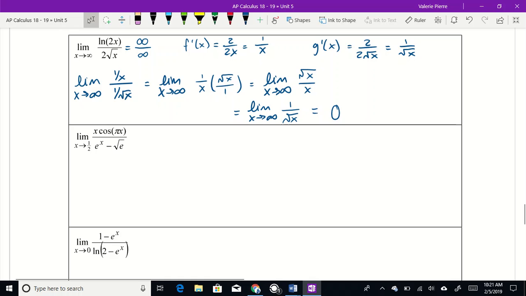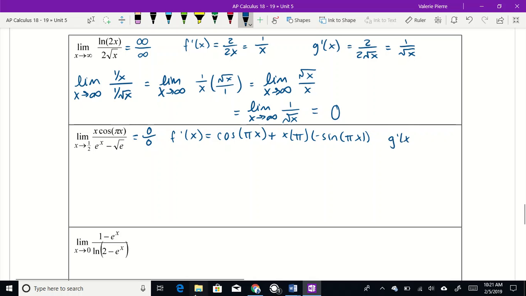Okay, so now moving forward, we want to find the limit as x approaches 1/2 of x cosine pi x over e to the x minus square root of e. When we directly substitute, we get the indeterminate form 0 over 0. So f prime of x is equal to cosine pi x plus x times pi times negative sine pi x. And that's thanks to product rule and chain rule.